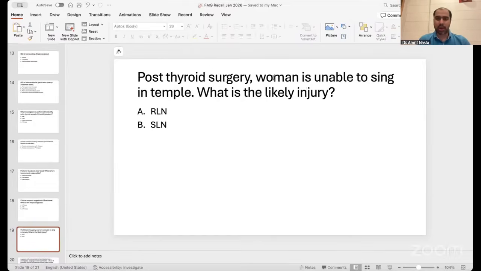Another easy question, after thyroid surgery, a woman is not able to sing in a temple. What nerve is injured? This is going to be the superior laryngeal nerve, where you are not able to raise the pitch of your voice. Recurrent laryngeal nerve will cause hoarseness.